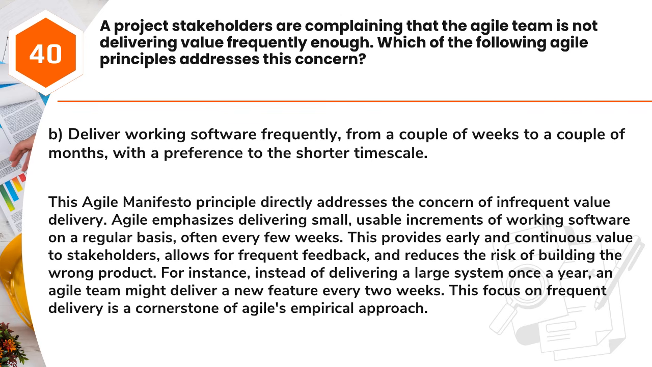This provides early and continuous value to stakeholders, allows for frequent feedback, and reduces the risk of building the wrong product. For instance, instead of delivering a large system once a year, an Agile team might deliver a new feature every 2 weeks. This focus on frequent delivery is a cornerstone of Agile's empirical approach.